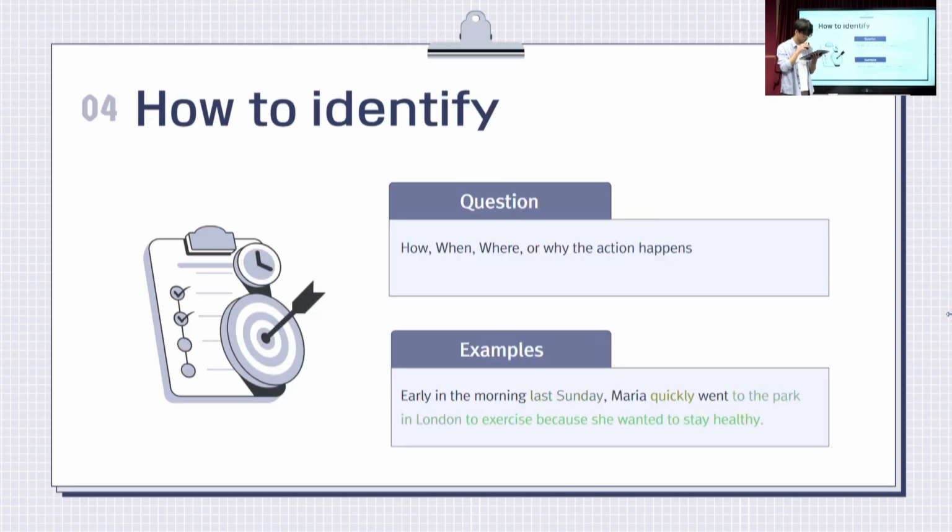It is important to know that adjuncts are not the same as subjects or objects. To find an adjunct, ask how, when, where, or why the action happens. In short, adjuncts add extra detail and context to a sentence. They are optional, can move around, and help make sentences more complete and clear.